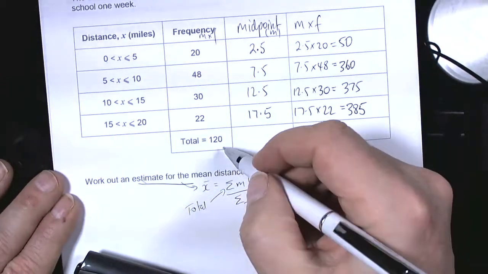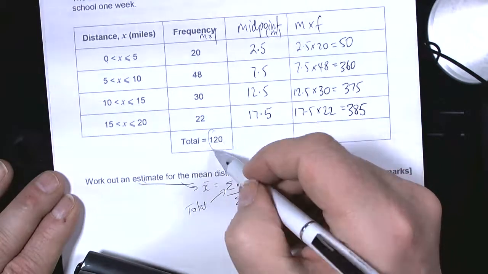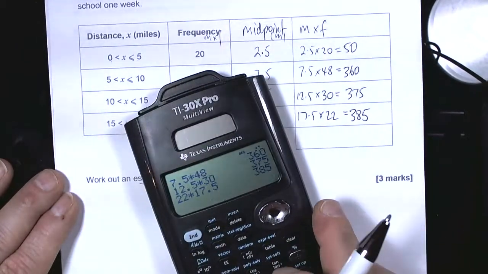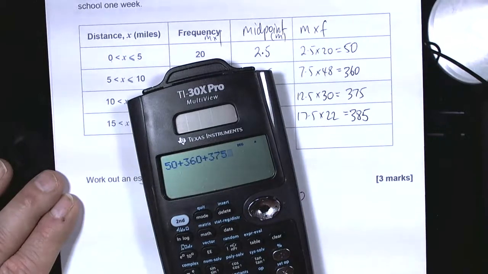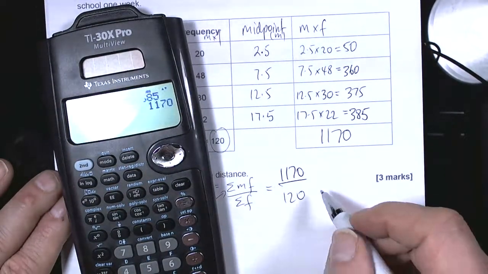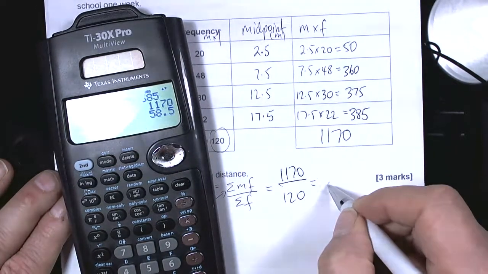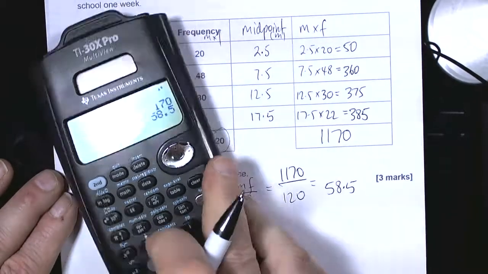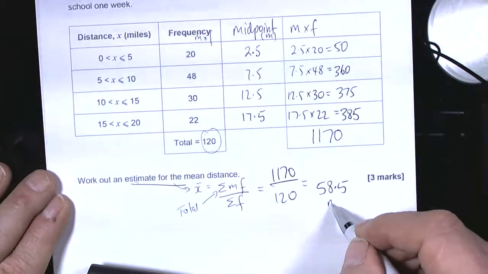And basically, they've already told you what the sum of the frequencies is. It's 120. Because I've added the frequency column for you, and now we just need to add up these. So we've got 50 plus 360 plus 375 plus 385, so 1170, and then we need to be doing 1170 divided by 20, equals 58.5, and it's about a distance, and it's in miles, so this is 58.5 miles.